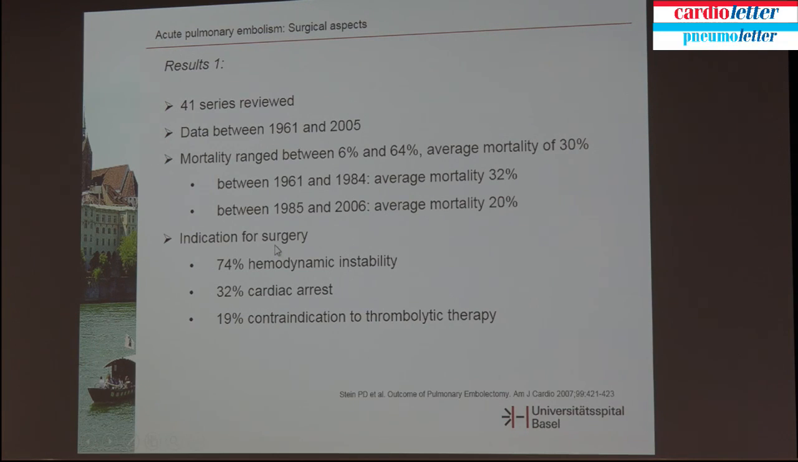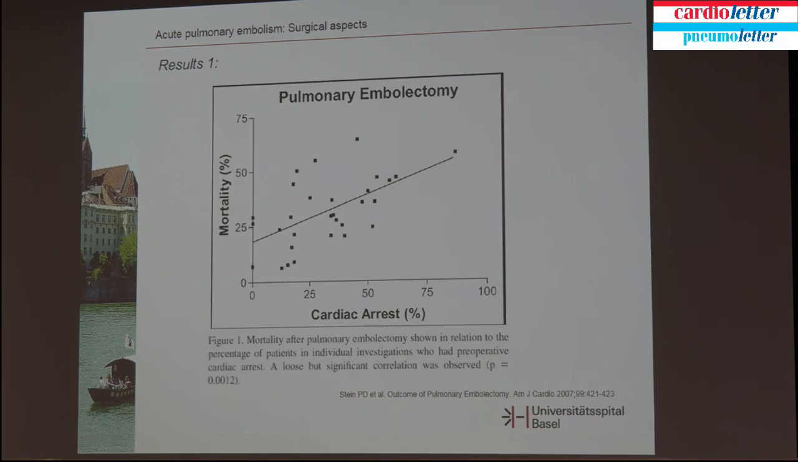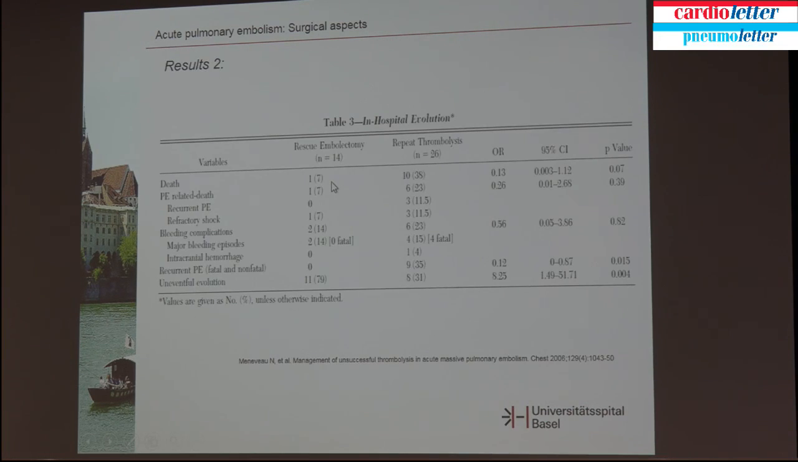The indication for surgery in this review was hemodynamically unstable patients in 74%, 32 of those had a cardiac arrest, and 19 had a contraindication for thrombolytic therapy. And the outcome, the mortality, was linked to the percentage of cardiac arrest, meaning the more sick the patient was, the higher the mortality of this surgery was.